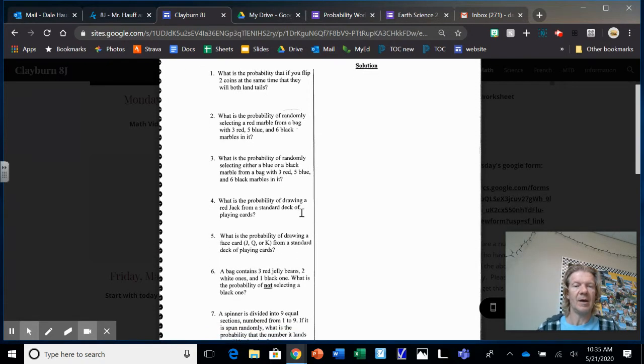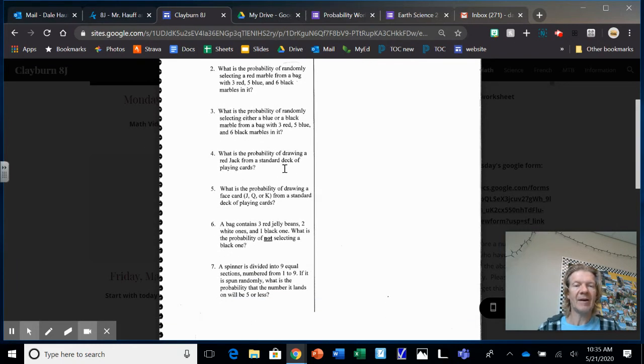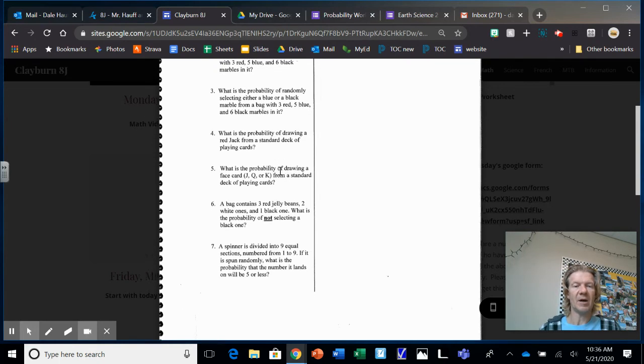A red jack from a standard deck of cards. What you need to know is there's 52 cards in a deck. And there's 2 red jacks. There's a jack of hearts and a jack of diamonds. So 2 out of 52. So all of these are the same kind of thing.